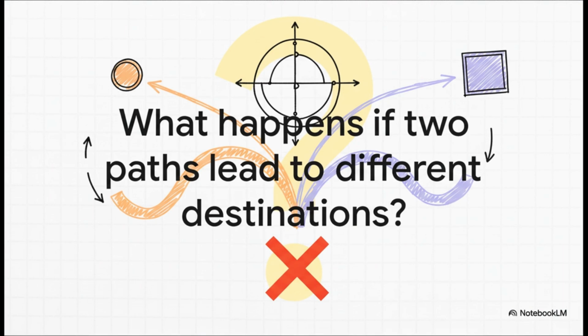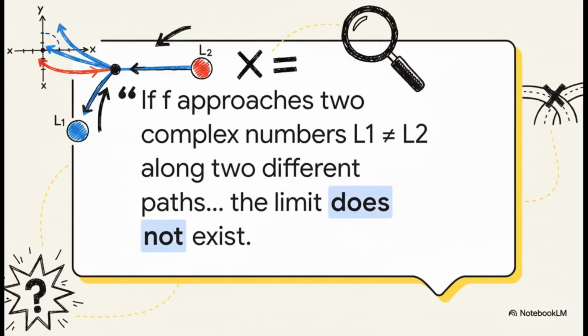So what happens if our map is wrong? What if one road takes you to the north gate of the city, but a different road takes you all the way to the south gate? The rule is simple and completely unforgiving. If even just two different paths lead to two different results, L1 and L2, then the whole idea of a single unified limit just falls apart. The limit does not exist, period.